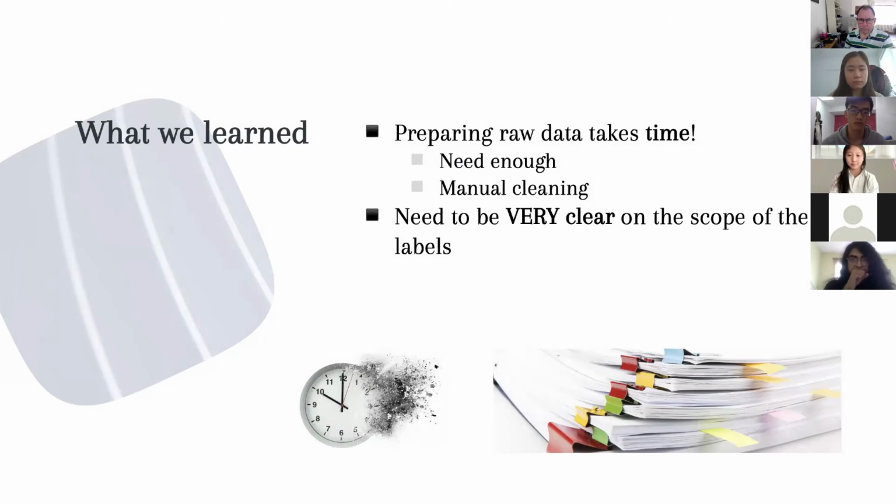Next. With our project as a whole, though, we learned two very important things. First is that preparing raw data takes a lot of time. It's not only the manual cleaning, but also needing enough of it. And the second thing is to be very clear on the scope of our labels so that we don't have the same kind of confusion we have with the promotions and events.